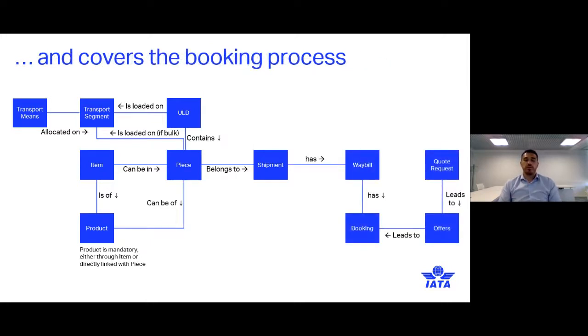And to answer also one of the questions that was given before, the data model today aims to cover the booking process. Meaning that we have taken input from the cargo distribution work group that has been working in a workshop at the beginning of 2020. And what came from that is that we have what we call the quote request, the offers and the bookings, that are elements that directly come from the distribution process. And this is captured through the waybill that really is the contractual aspect between these elements.